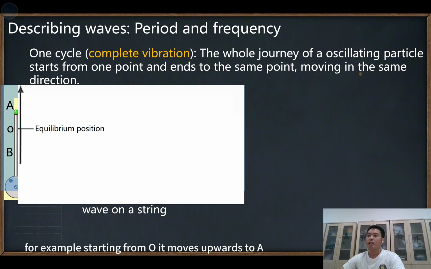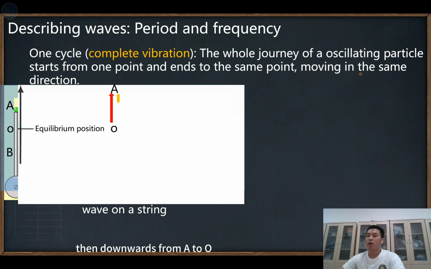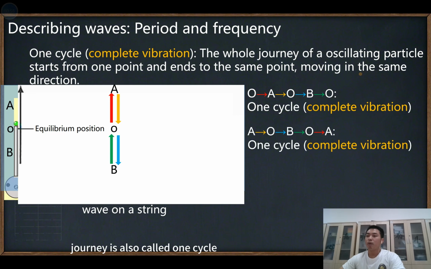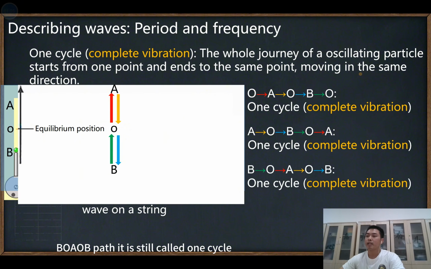For example, starting from O, it moves upwards to A, then downwards from A to O, continues downwards from O to B, and finally upwards from B back to O. This OAOBO journey is called one cycle. And similarly, the AOBOA journey is also called one cycle. And if the particle follows the BOAOB path, it is still called one cycle.